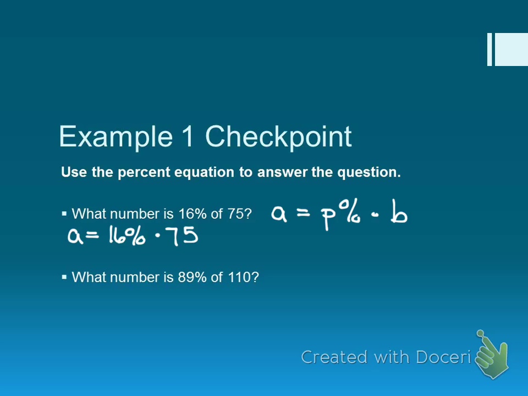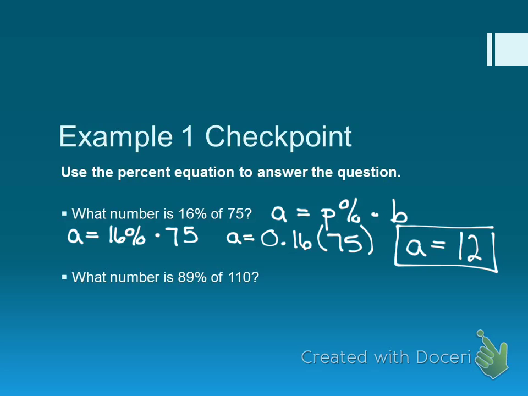But before I can multiply my percentage, I have to first convert it to a decimal. So A equals 0.16 times 75. And A would equal what? 12.